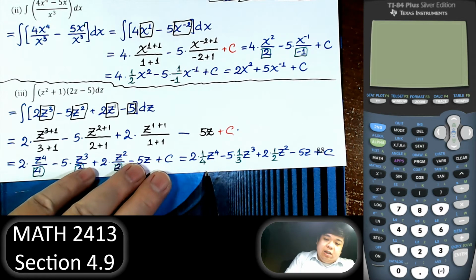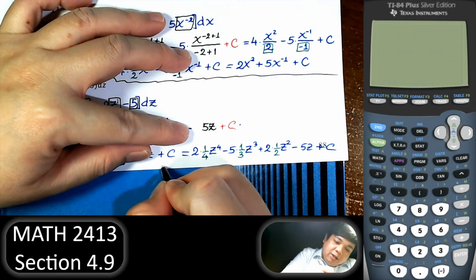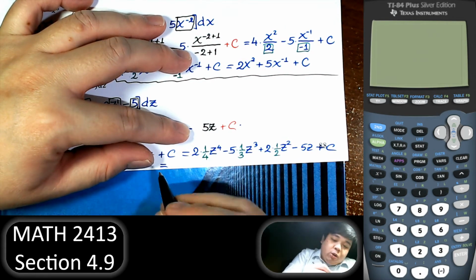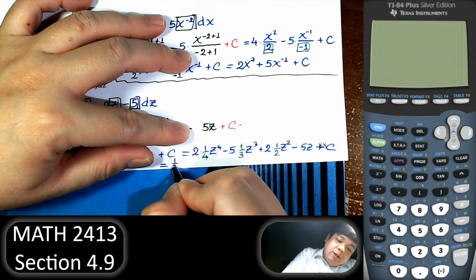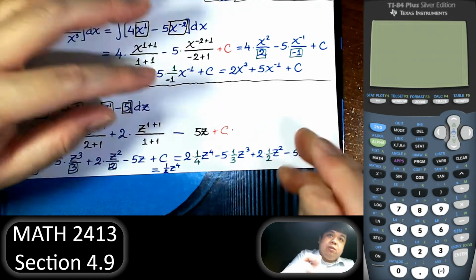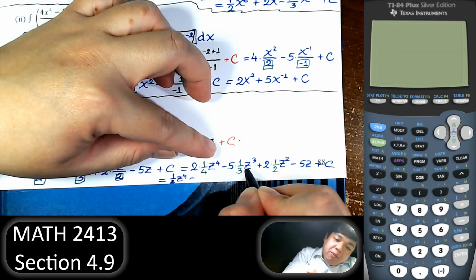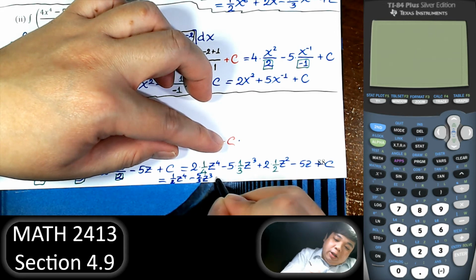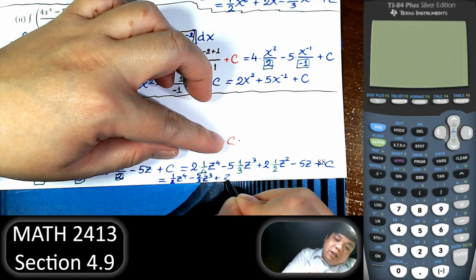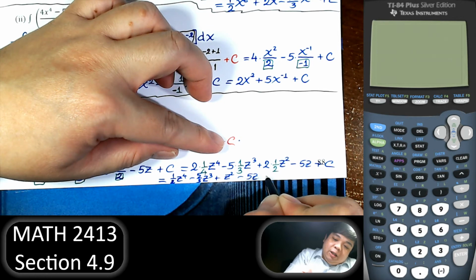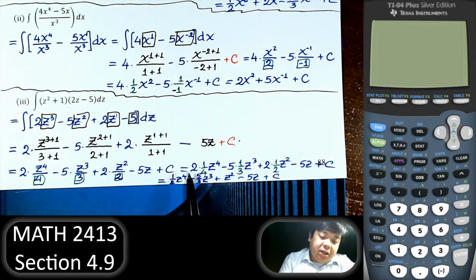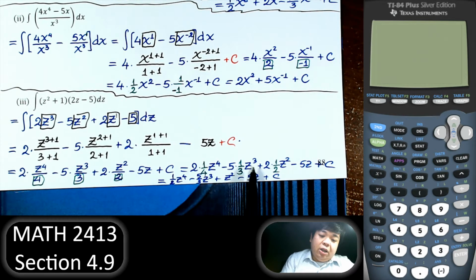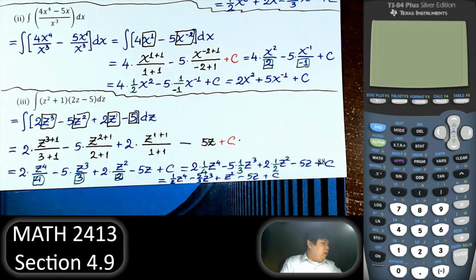And then we write this. Of course, we run out of space, but see: 2 times 1/4 is 1/2, z to the 4th, minus 5/3 z cubed. The 2 and 1/2 cancel out, z squared, minus 5z. Sorry, we don't have space at the end, but just simplify. 2 times 1/4 is 1/2. So z to the 4th minus 5/3 z cubed plus z squared minus 5z plus c. So that's what we have.